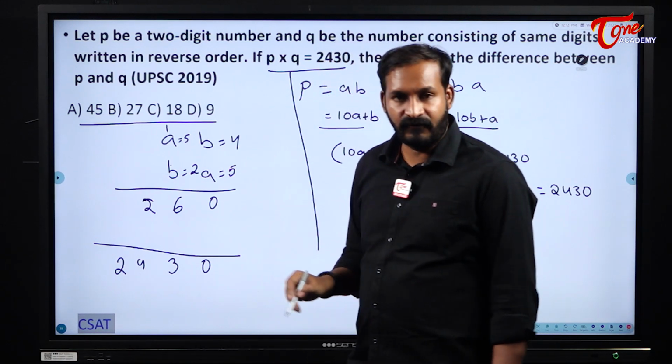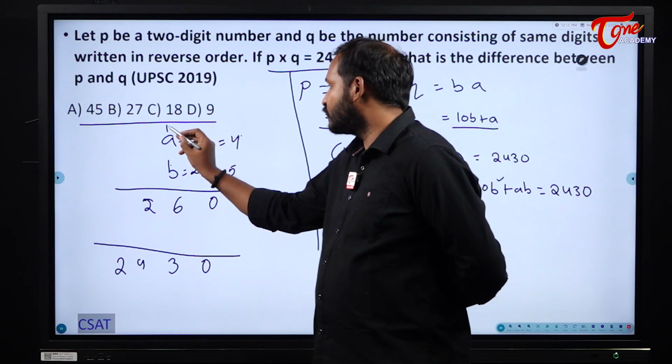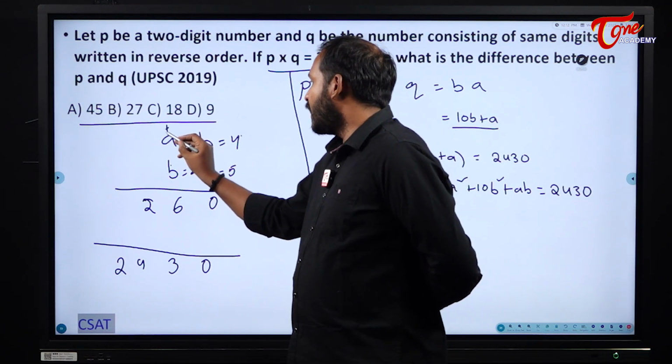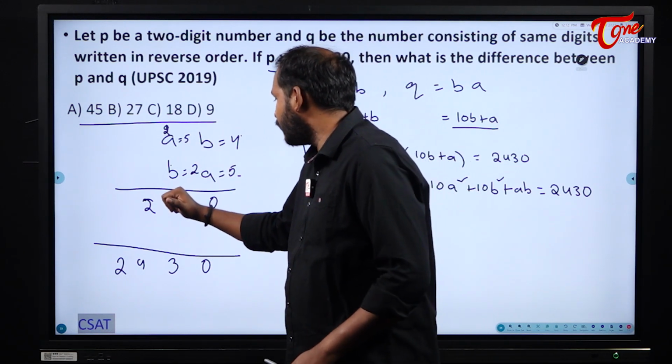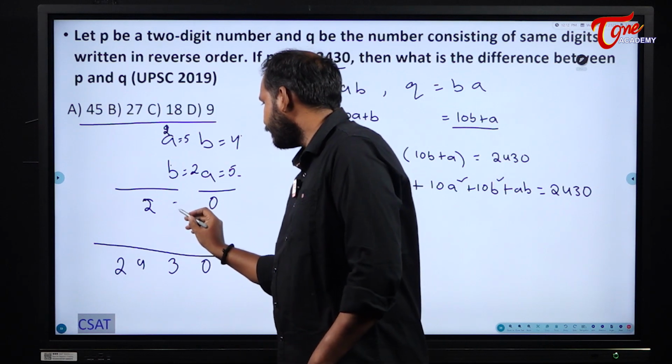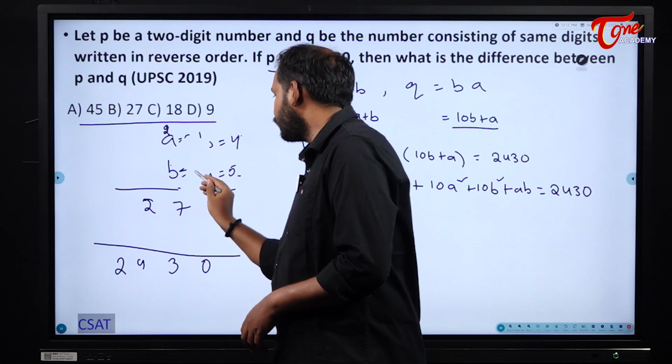Now I will take B as a 4. Now as usual, once again, 5 4s are 20. So 2 and 0, that is fine. Next 5 5s are 25 plus 2, it will become 27. Next, so B value is 4, right? B value is 4, okay.